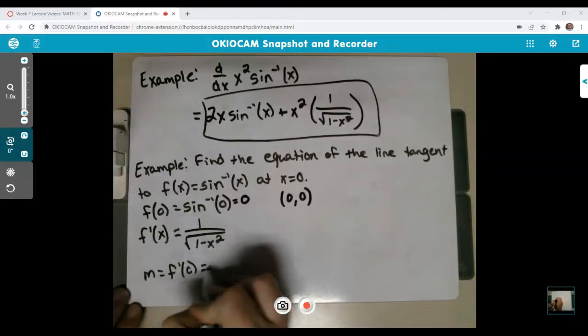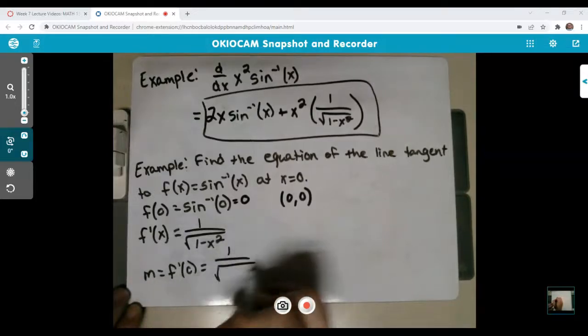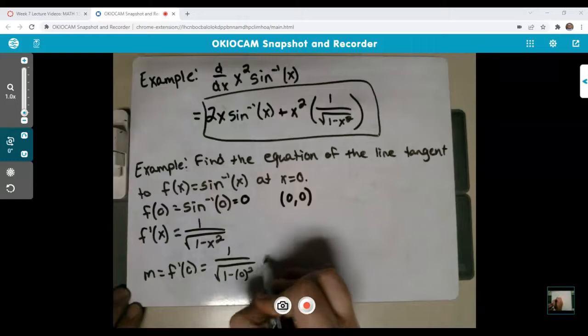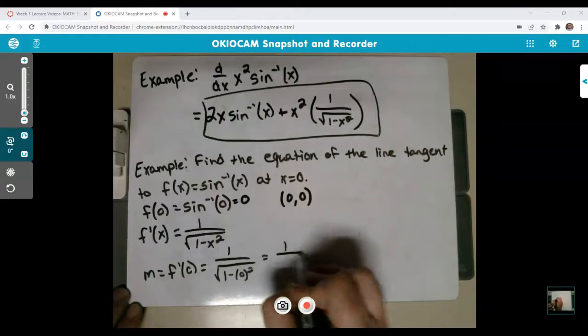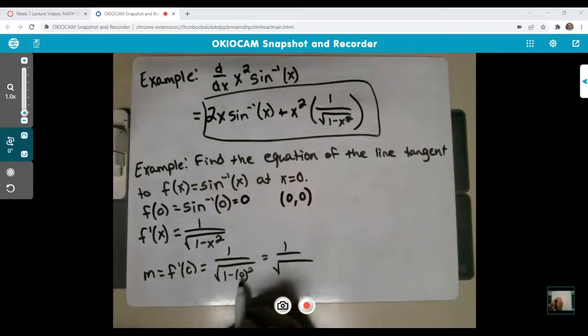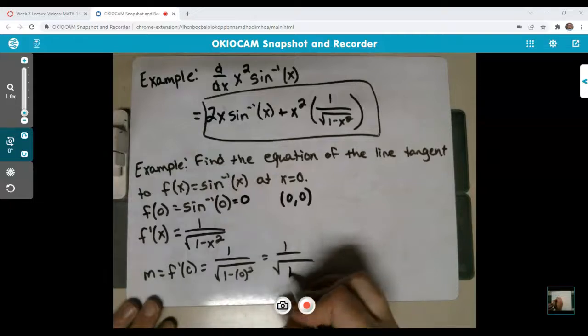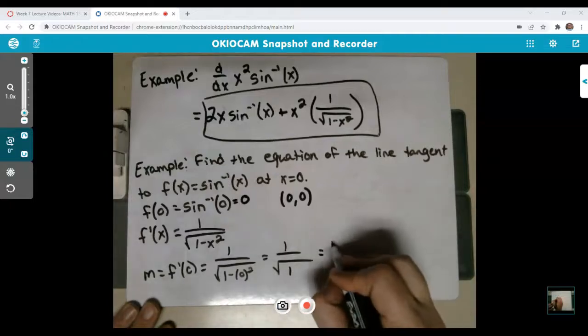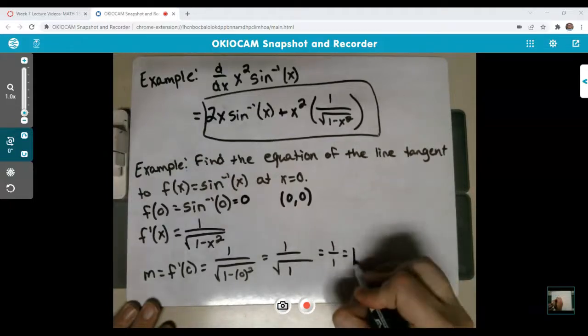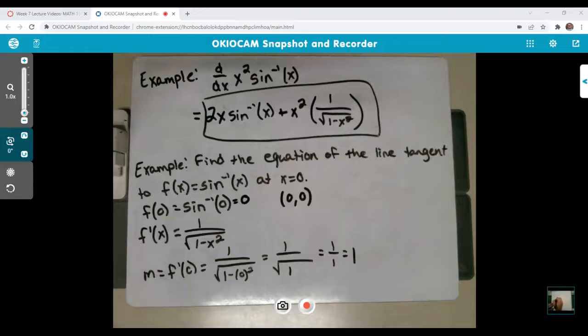f prime of 0. That's going to be 1 over the square root of 1 minus 0 squared. That's going to be 1 over square root. 0 squared is 0. 1 minus that is just 1. Square root of 1 is 1. 1 over 1 is 1. So my slope is equal to 1.